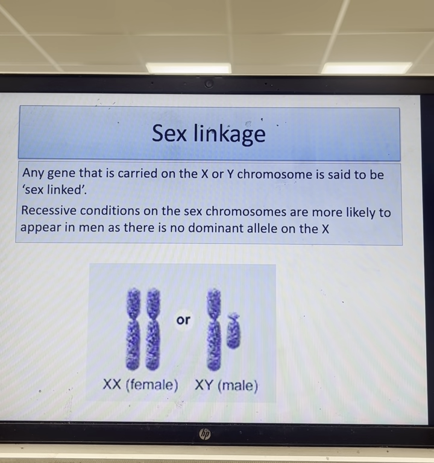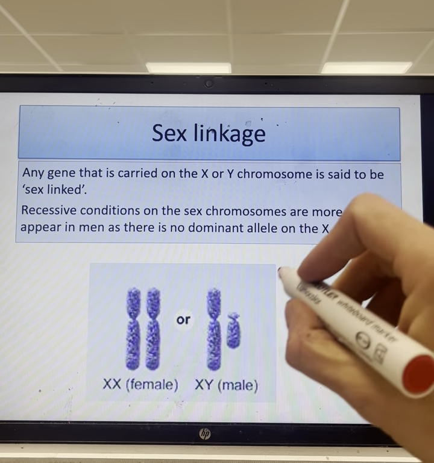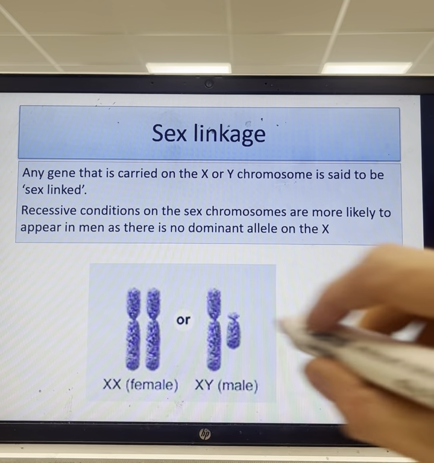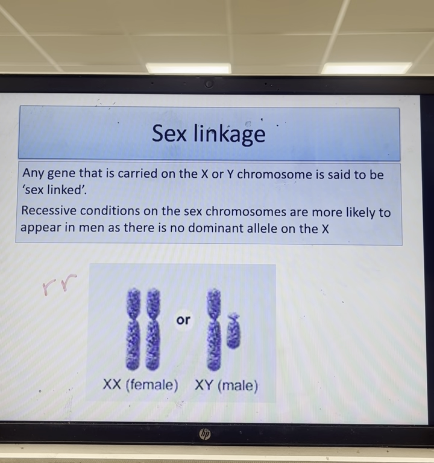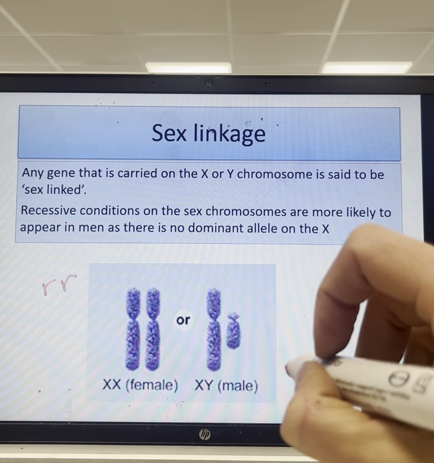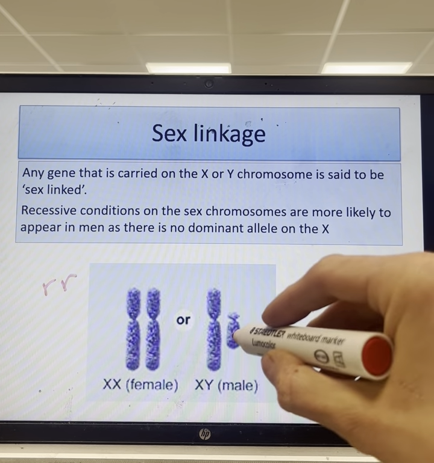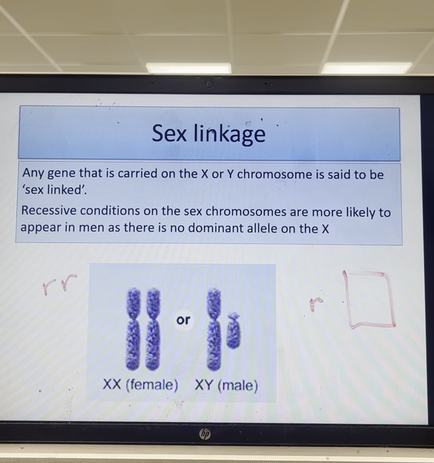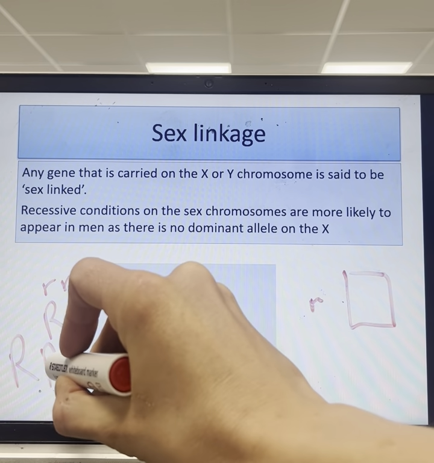And this is where it then comes into sex-linked disorders. Recessive conditions. So when we say recessive conditions, if you were a female, you would have to have RR for that gene to be expressed. So you would have to be homozygous recessive to have that disorder. If you are male, all you need is the one copy on your X chromosome because you have no other copy on your Y. So therefore, if you can imagine, for females, there are 3 versions that they could have.